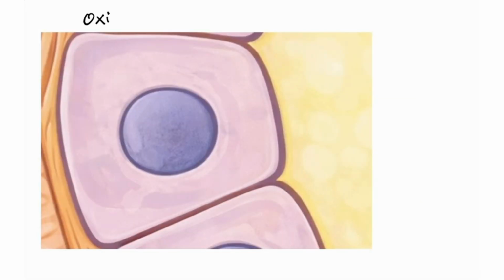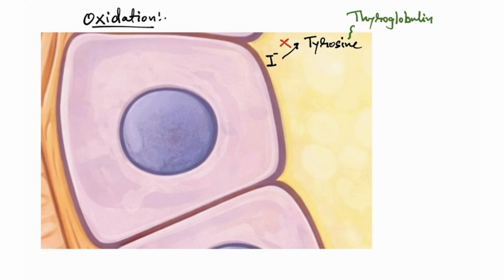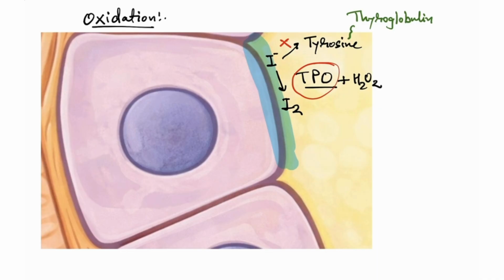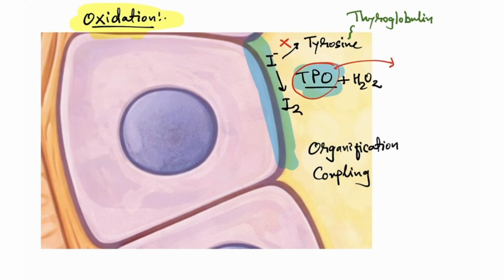Step 3: Oxidation. Iodide cannot bind directly to tyrosine residues of thyroglobulin. So, iodide must first be converted into iodine. Iodide is oxidized to iodine by thyroid peroxidase, TPO. This occurs at the apical membrane facing the colloid. This step requires hydrogen peroxide. TPO is very important because it catalyzes three steps: oxidation, organification, coupling. TPO is inhibited by propylthiouracil and methimazole.